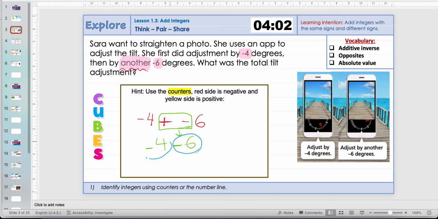Then circle out your numbers. This is negative, this is negative. Then apply SADS. Since both are negative, same sign, I have to add them. 6 plus 4, it's 10. That's it. You put the sign of the greater number. So the total answer is -10. So how much is the total tilt? Total tilt is -10. That's it.